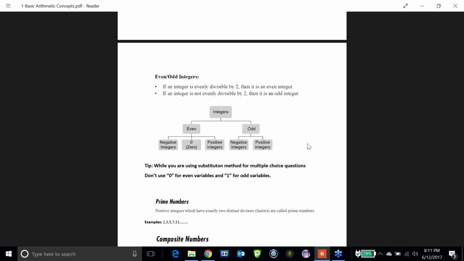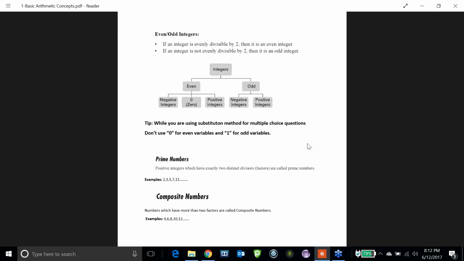For example, 2. What are the factors of 2? 1 and 2. What are the factors of 3? 1 and 3. And what are the factors of 5? 1 and 5. So prime numbers have only two factors: one is 1 and the other is the number itself. And the one and only even prime number is 2. You need to remember that.